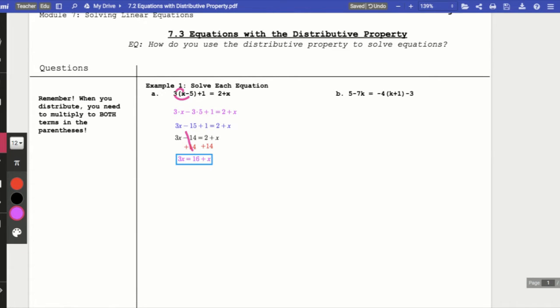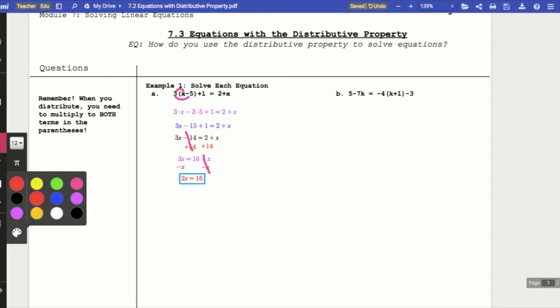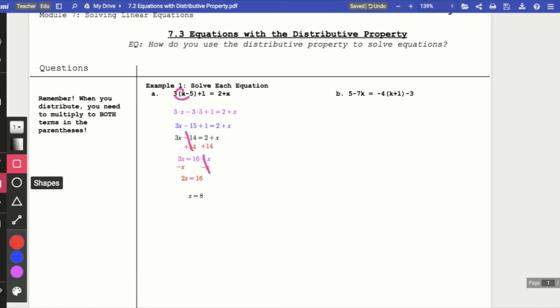All right, I'm looking good. I have my variables on the left. I just need numbers on the right, and I still have a variable I need to eliminate. So I'm going to subtract x, because it's the opposite of positive x. The inverse operation is what it's called. Now my x's cancel, and I'm left with 3x minus 1x, which is 2x, equals 16. Now we're down to a point that's pretty easy to solve. I'm just going to divide by 2. So my final solution is x equals 8, because 16 divided by 2 is 8.